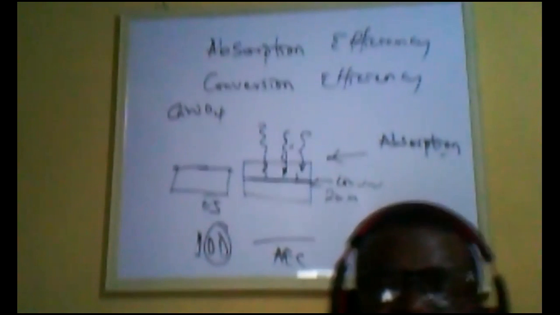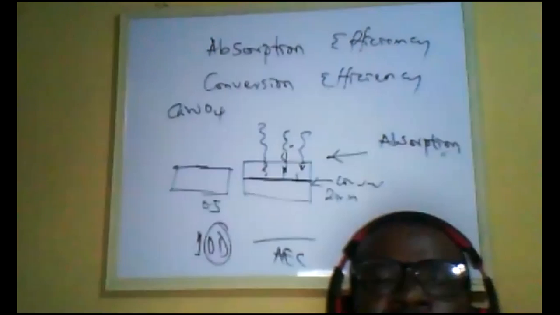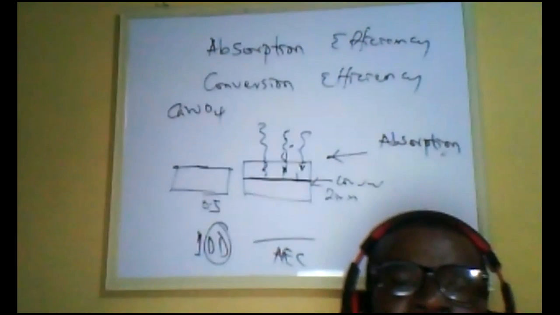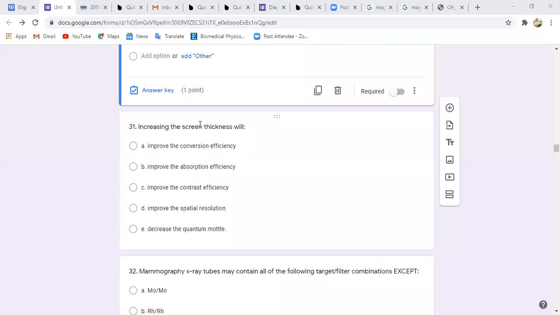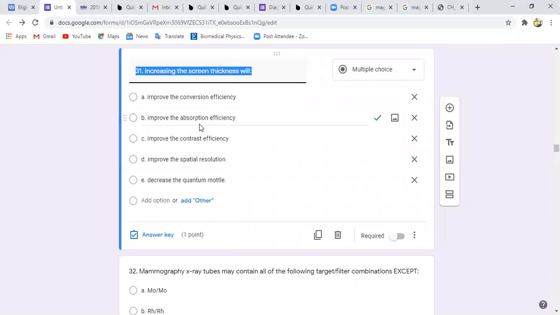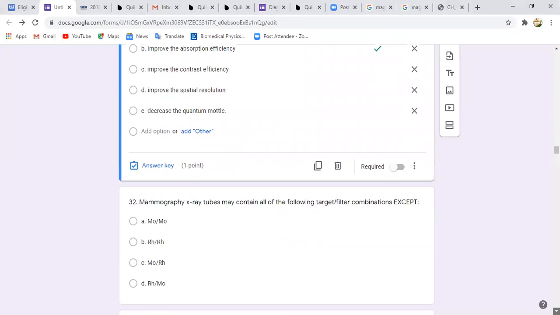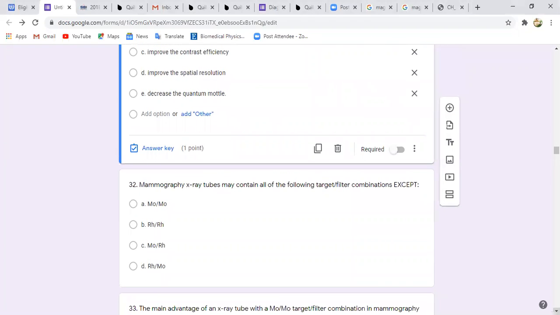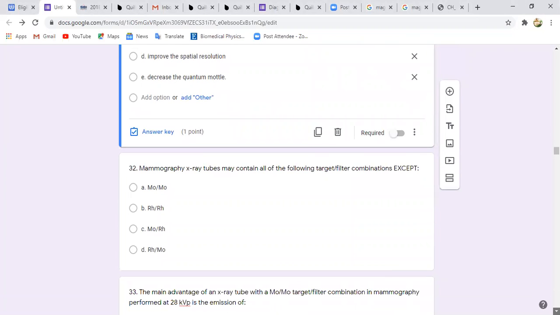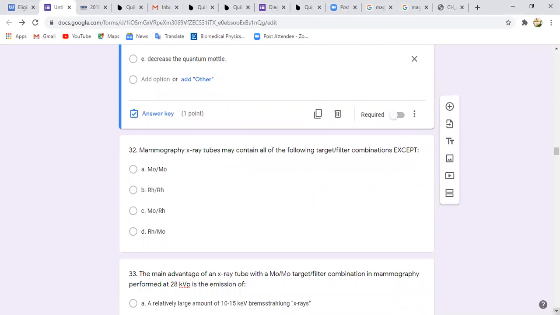So let's continue with the question. The absorption efficiency is what we are talking about, not the conversion efficiency. A mammography X-ray tube contains all of the following features except what? Moly or Rhodium? Which one don't we have in a mammography machine? And we need to know this.